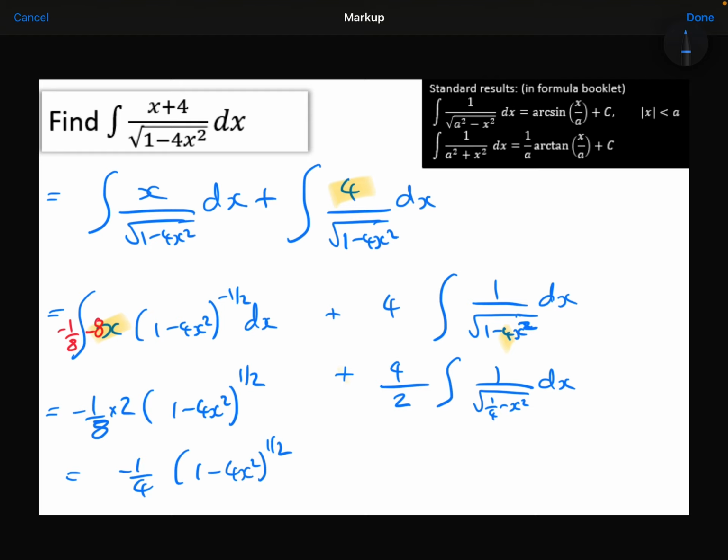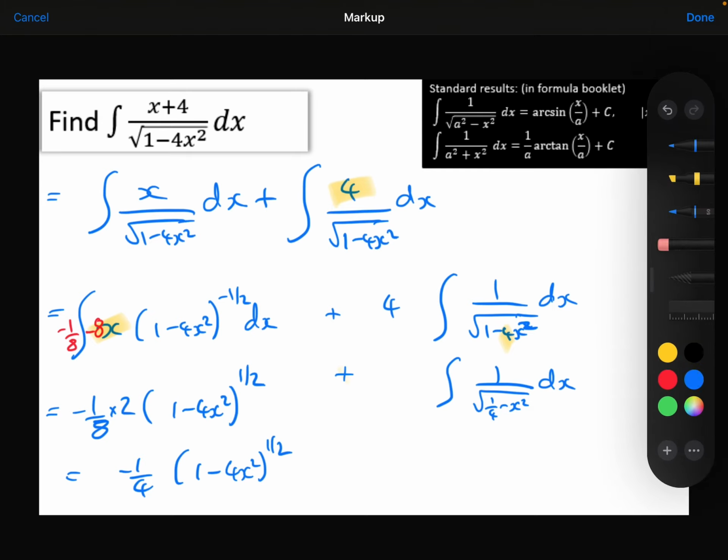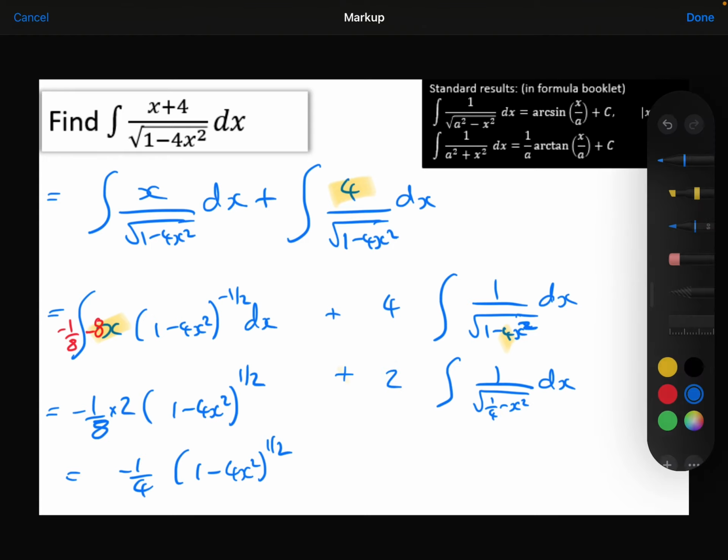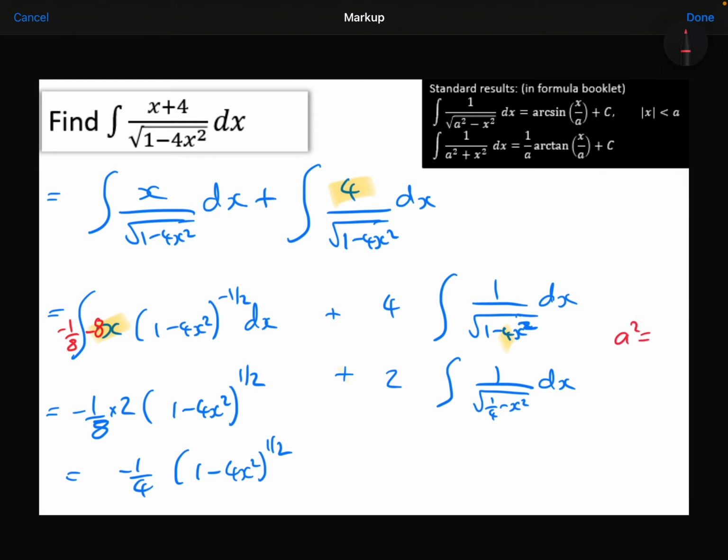Then I can use my standard results now. Well, first of all, actually, let me do the 4 divided by 2. The 4 divided by 2 at the front is 2. I'm going to use my standard results where a squared is equal to 1/4, so therefore a is equal to 1/2. And so I'll get 2 lots of arc sine of x divided by a half, which is 2x. And there we go. We have integrated that whole function.